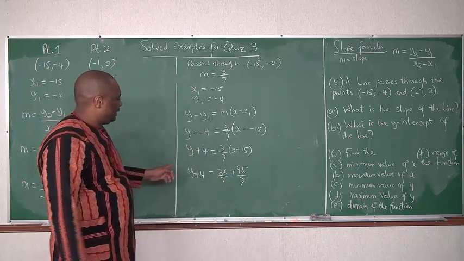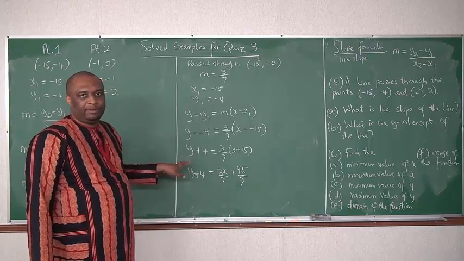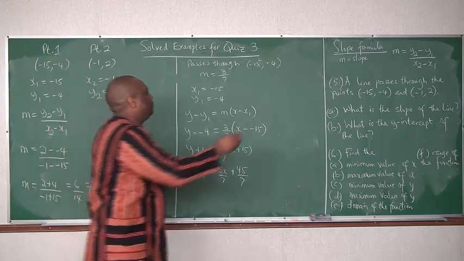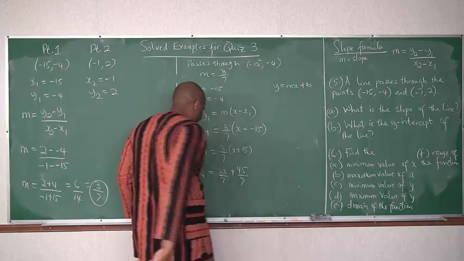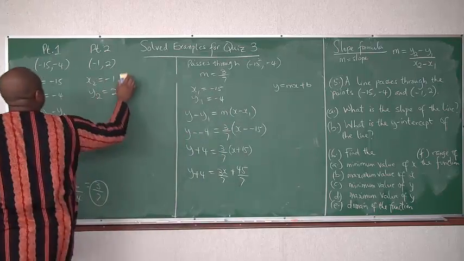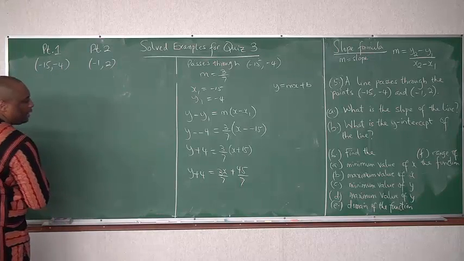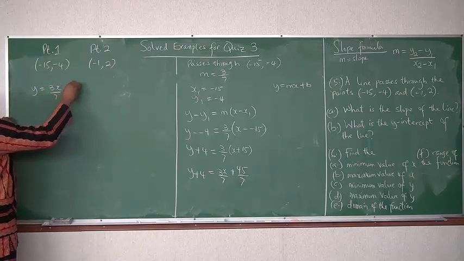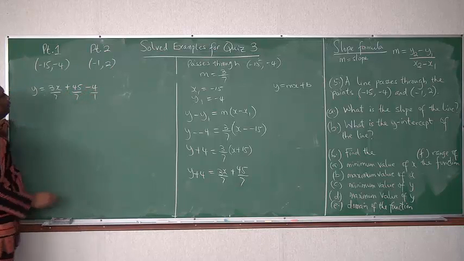Now, I have to leave it in slope-intercept form, so I can't multiply by the LCD. I've got to leave it like this. Then my y-intercept will now be this. So let's go ahead and complete it. We now have that y will be equal to 3x over 7 plus 45 over 7 minus 4. You can call it 4 over 1.